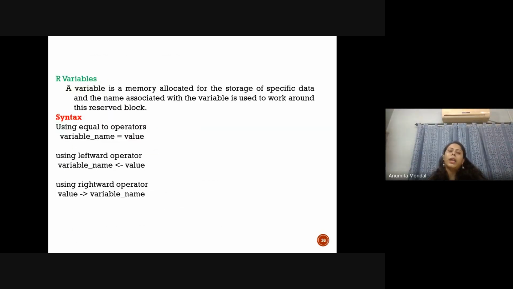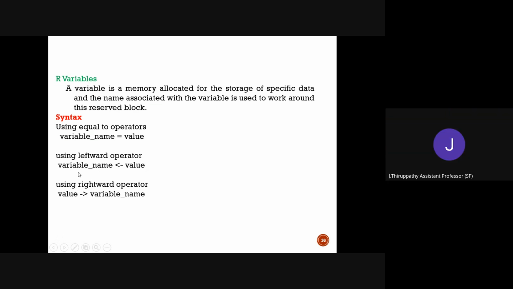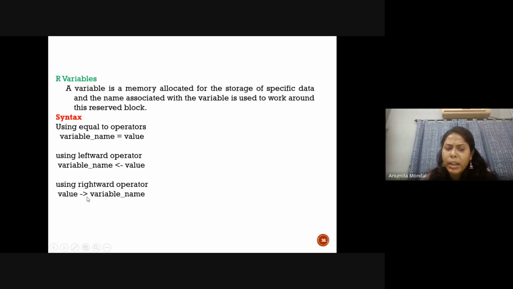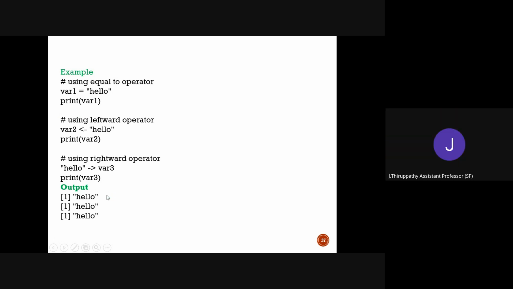Then R variable. In R, we define a variable by using the variable name equal to value. We can use different types of data and different functions to define the value, like variable less than equal to value, or value is greater than, and then a semicolon and then the variable name.